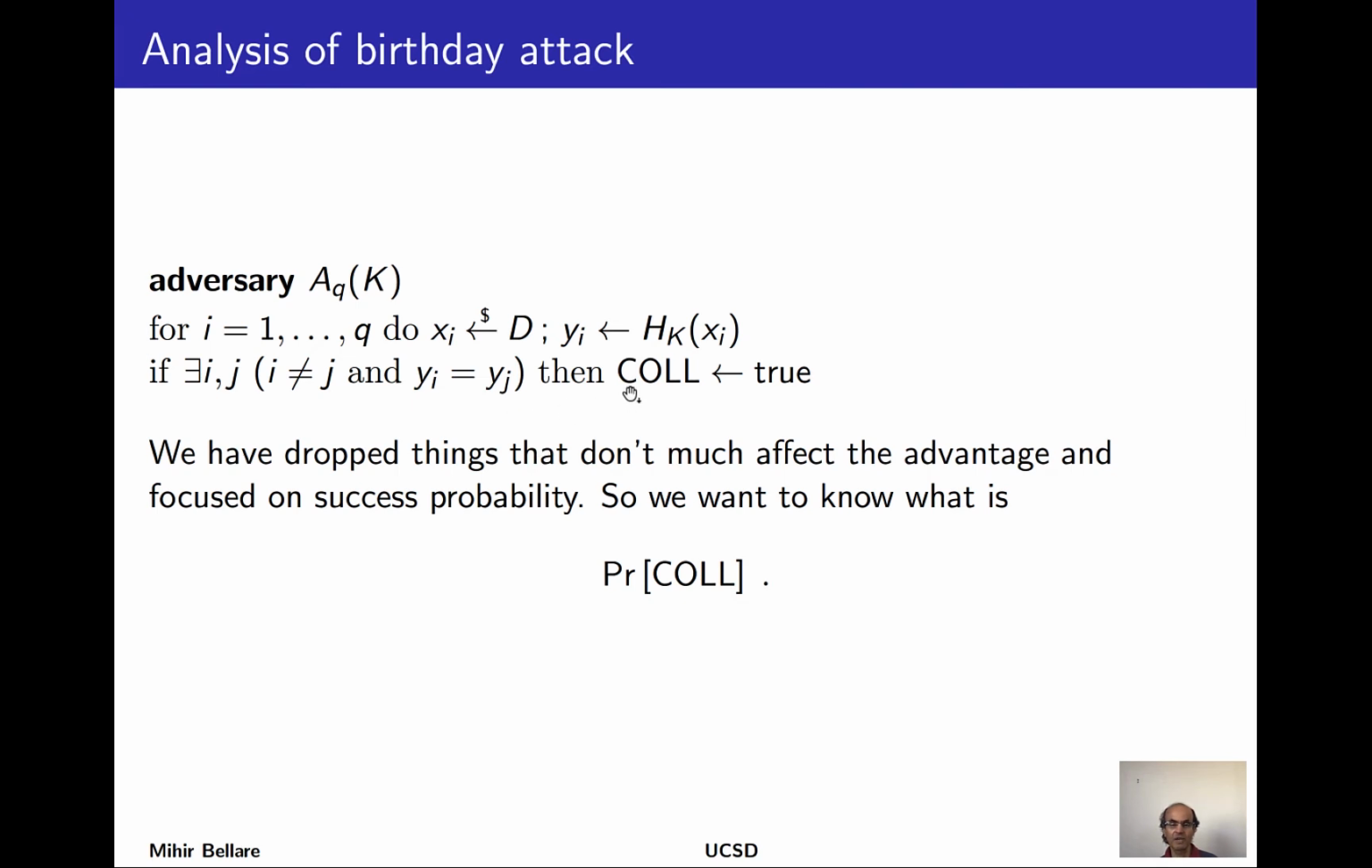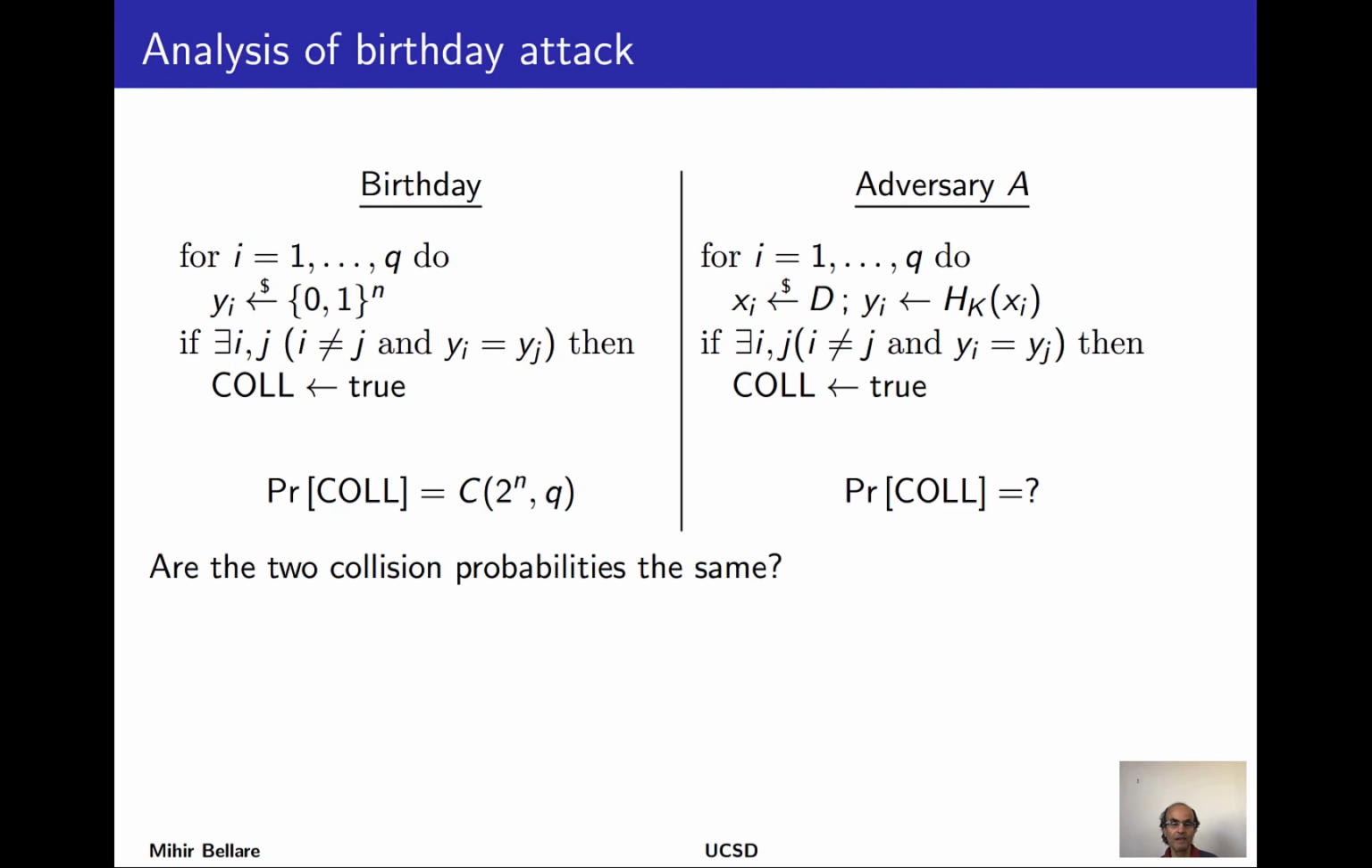And I'm not worried about returning the collision. I'll just set a Boolean flag when it happens, because what we're interested in is just the probability that that event is true, because then the adversary is successful. Now I'd like to analyze this with the birthday problem. So let's recall what the birthday problem would be in a similar context. It would say we have q iterations in each of which we pick a random n-bit string. And then I ask, are there two distinct indices for which those two strings are the same? This is throwing q balls into 2^n bins. And we declare collision to be true if that happens.